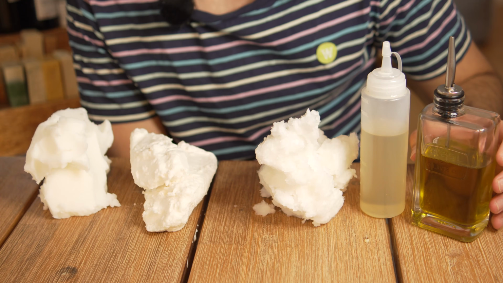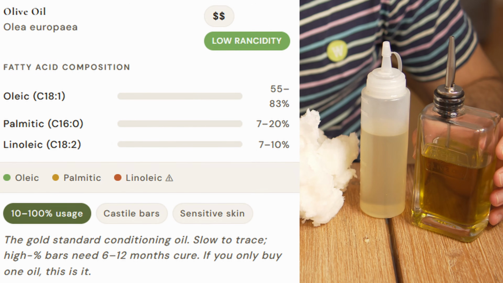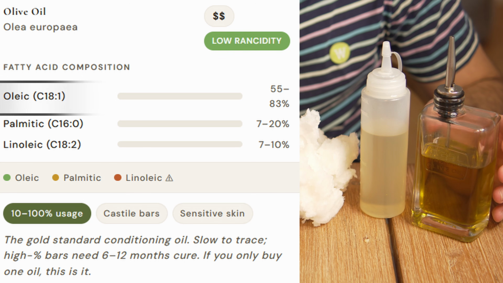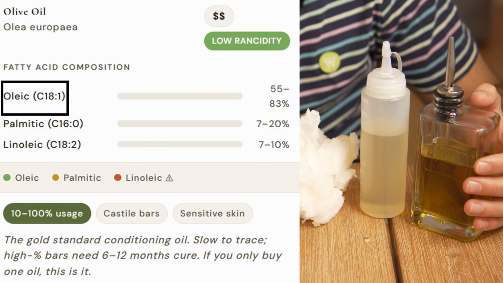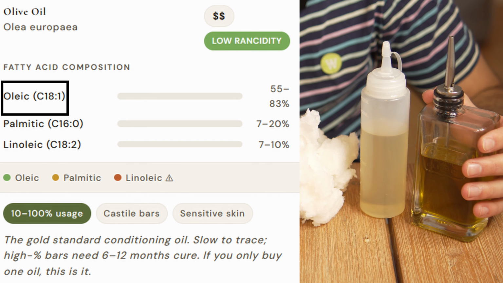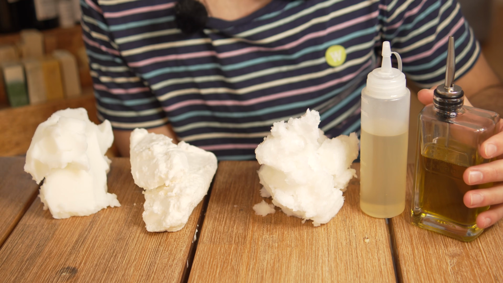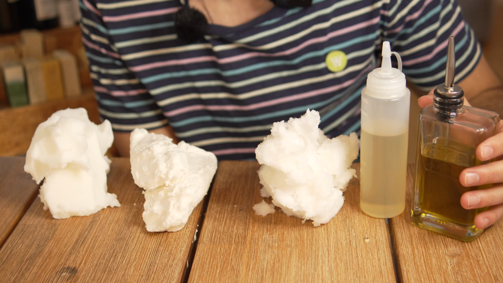Now, olive oil is an amazing oil. It's high in oleic acid, and when oleic acid reacts with lye or sodium hydroxide, it converts to sodium oleate, which is the substance that adds gentle and conditioning lather to your soap.